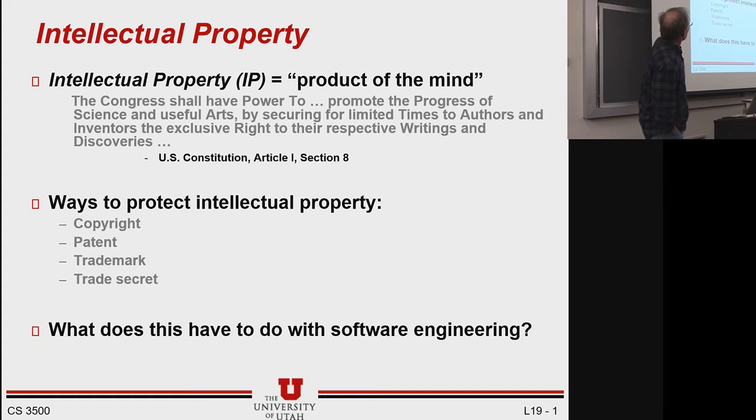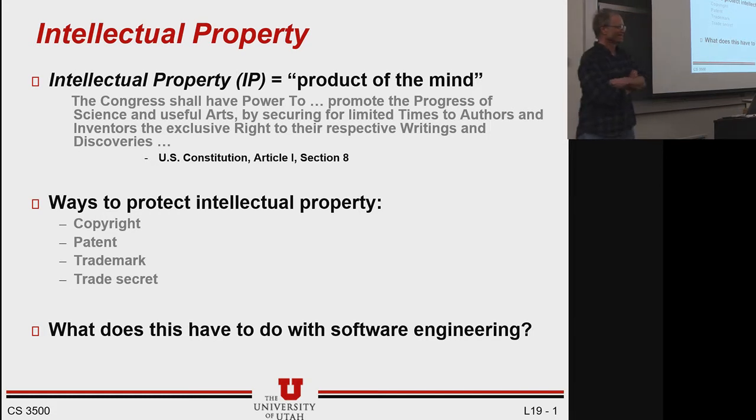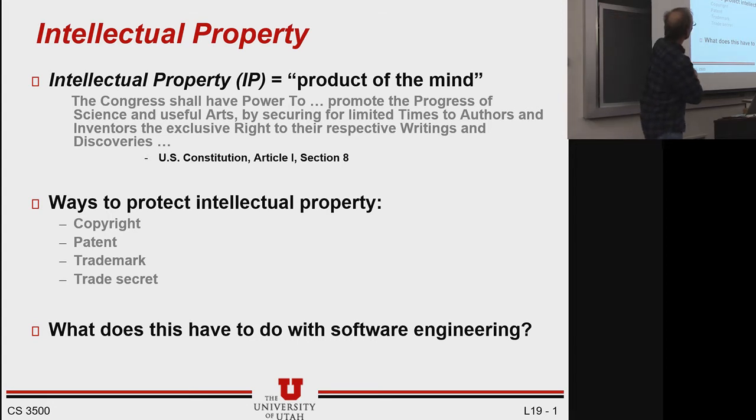Article 1, Section 8: Congress shall have the power to promote the progress of science and useful arts by securing for limited times to authors and inventors the exclusive right to their respective writings and discoveries. So that was a foundational part of the creation of the United States, was Congress had the power to regulate patents and copyrights. When you look at that, do any of those words stand out? Yeah? Useful. Okay. Useful arts. Yeah. Promote progress. Okay, so the idea behind intellectual property protection is to promote progress.